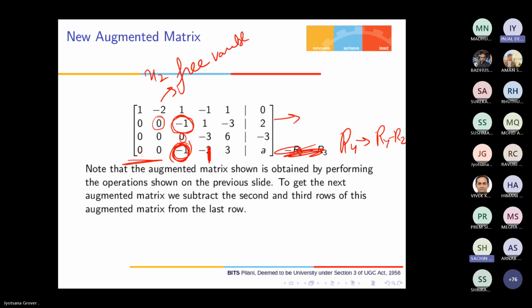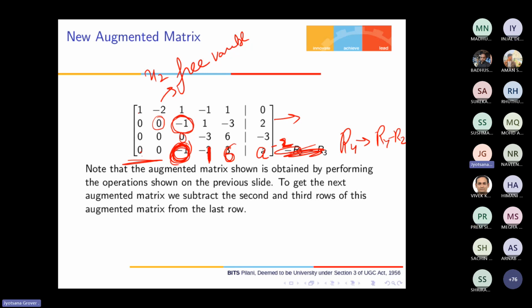Then minus 3. 3 minus 3, 6. Then A minus 2. A minus 2, right? Yes.